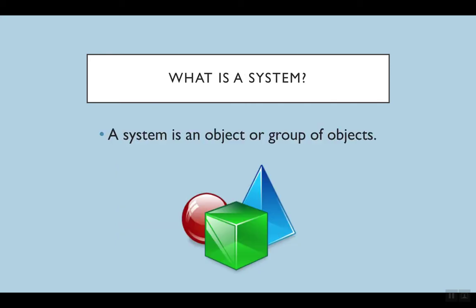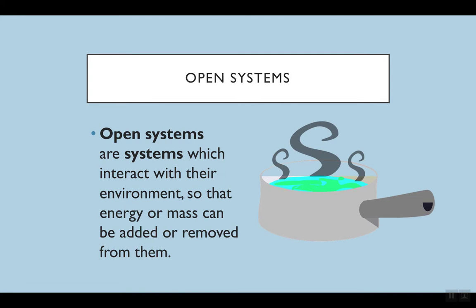To describe energy and how it's transferred, we need to define some terms. So in physics, we describe a system as an object or a group of objects. Open systems are systems which interact with their environment so that energy or mass can be added or removed from them. For example, a pot of water on a stove is an open system because energy in the form of heat is added to the water by the stove.